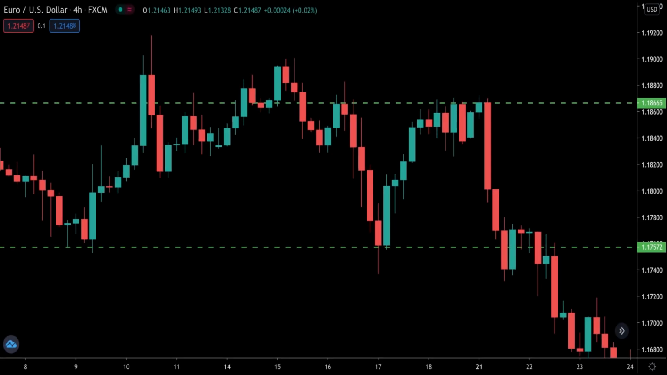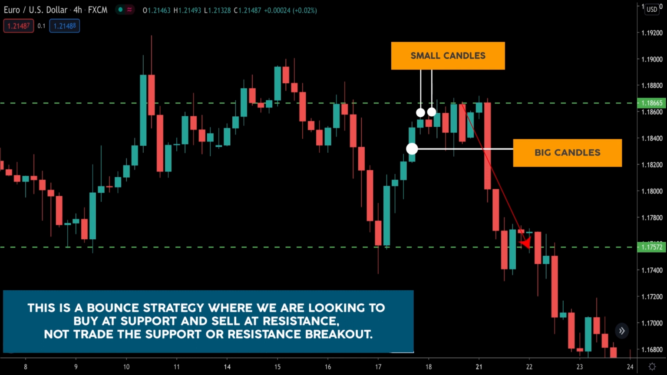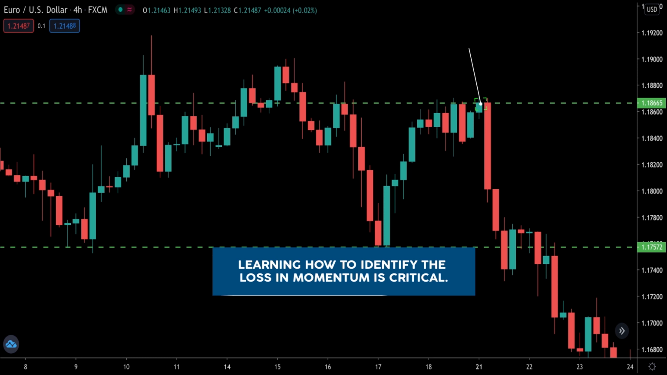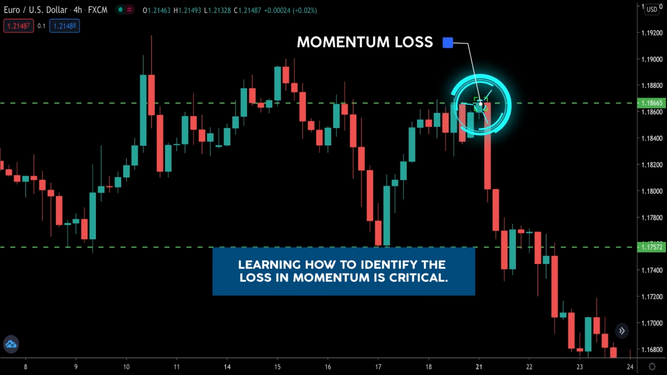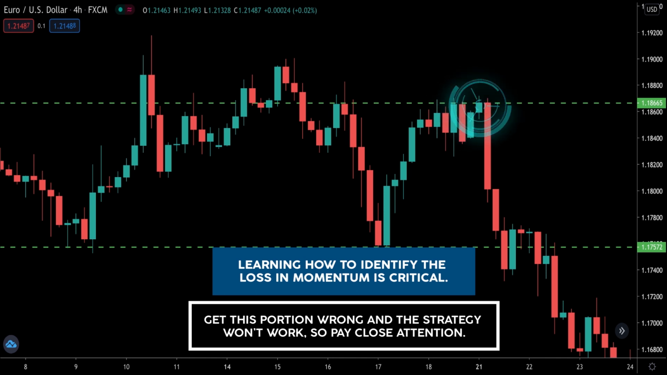As price hits into an area of support or resistance, we need to see price losing momentum by looking at the candle size. This is a bounce strategy where we are looking to buy at support and sell at resistance, not trade the support or resistance breakout. So for this reason, learning how to identify the loss in momentum is critical. Get this portion wrong and the strategy won't work. So pay close attention. Don't worry, I will explain the concept to you shortly and show you a couple of examples, so keep watching.